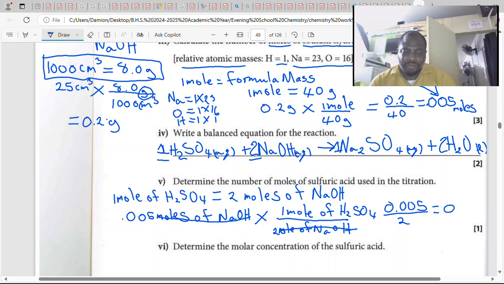Alright, wait, I'm gonna check it out with it. I'm gonna check it out with it. Wait, hold on. Tell us the original number that you get. Sir, it's 2.5 times 10 to negative 3.